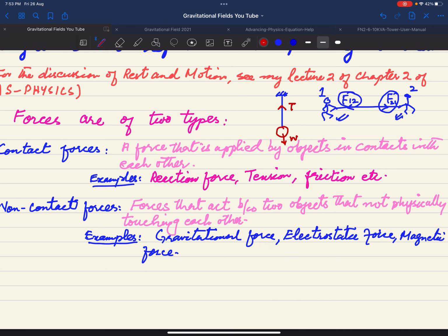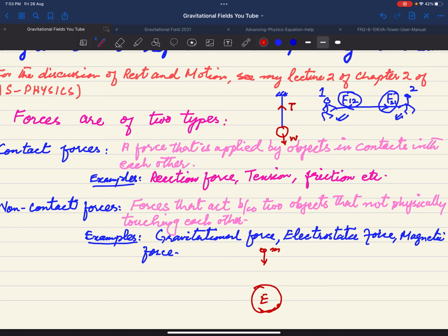So what you will say is that the force of attraction of the earth on this body, which is the gravitational force, is a sort of non-contact force, or an example of a non-contact force, because these bodies, that is, mass m and the earth, are not in contact, but still they are attracting each other. They are applying force on each other.